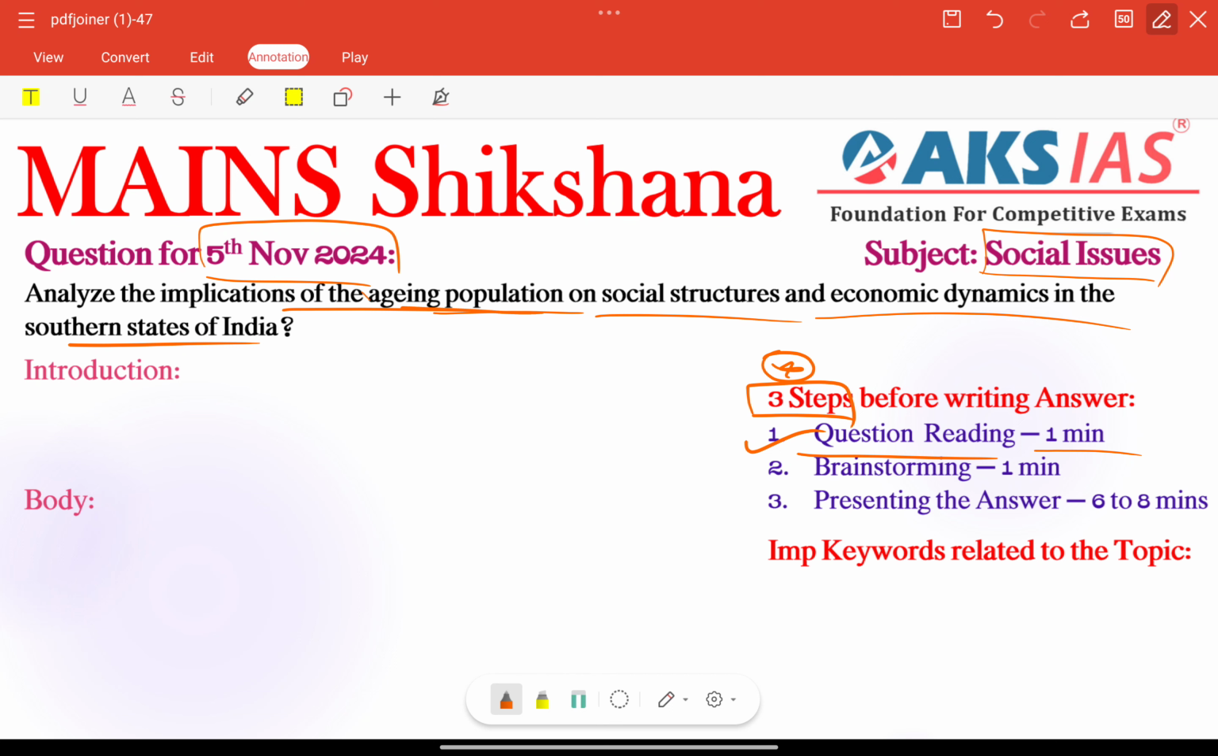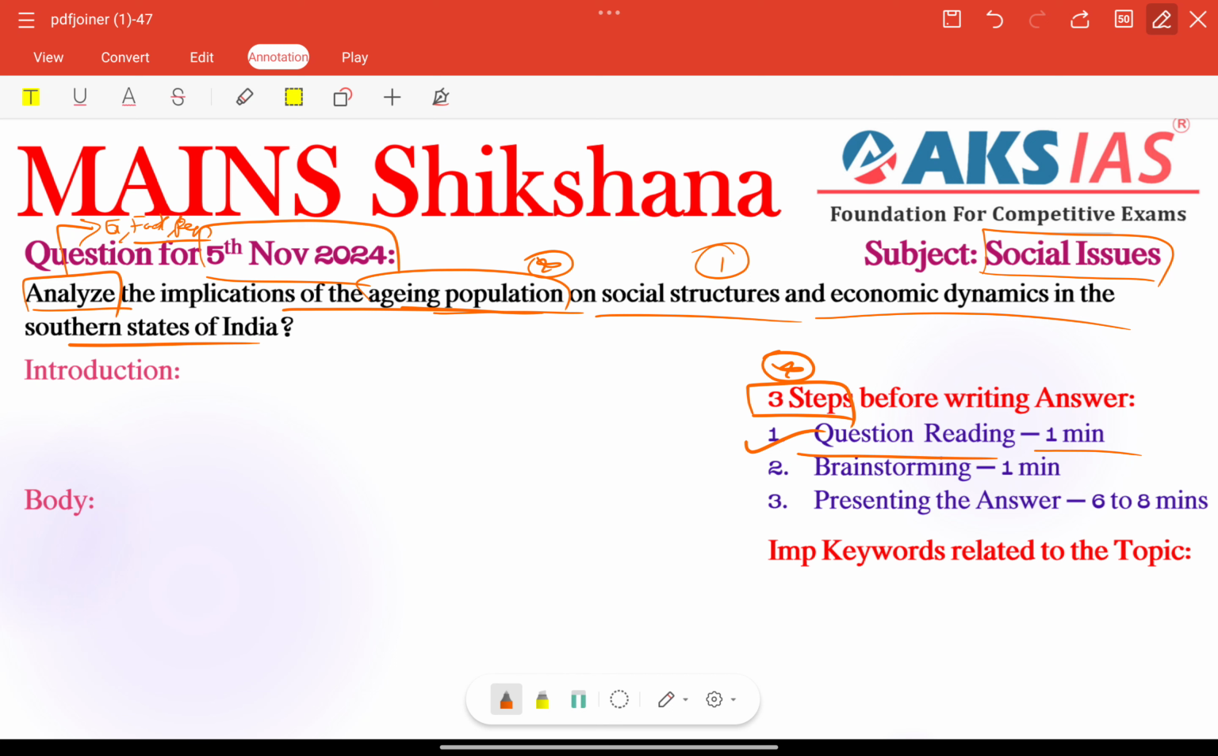Aging population, a very important thing related to the geography part or social issues, right? So how many parts are there? Only a single part, including the analyze question tag. Here analyze means we need to focus on providing different examples, facts, reports, indices, etc., inclusively the data also, right?